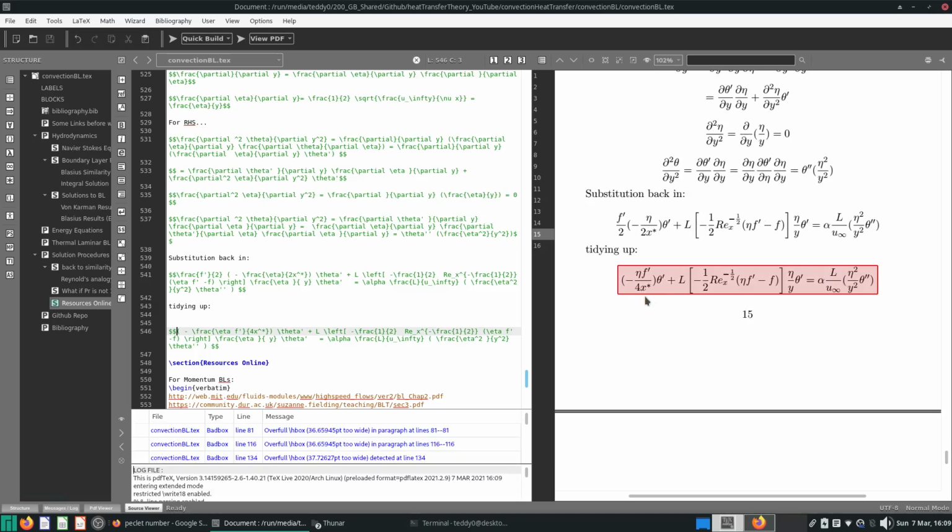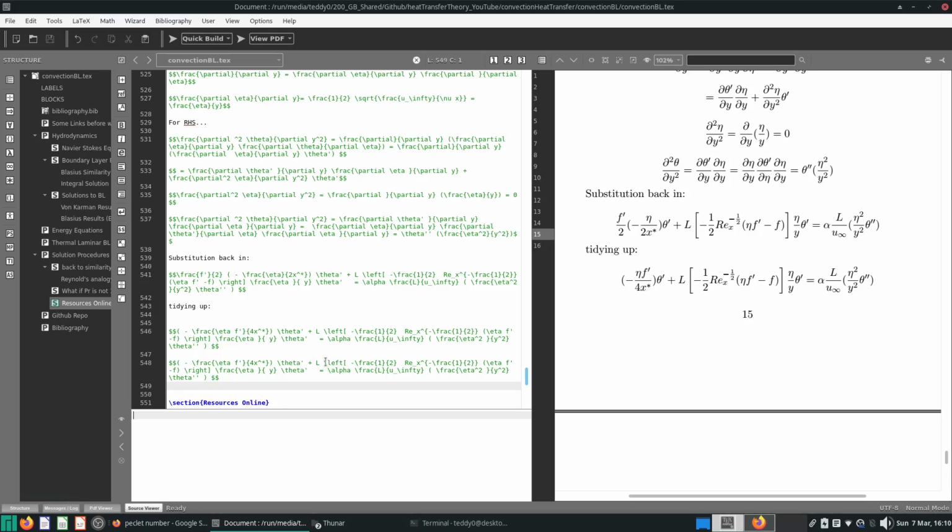Next thing is this part where there are a collection of terms, but let's tidy them up as well. So L will be multiplied in, and eta over y theta prime will be multiplied in as well. And let's take the minus sign out. Okay. So let's take the minus sign out. Let's bring the L in.